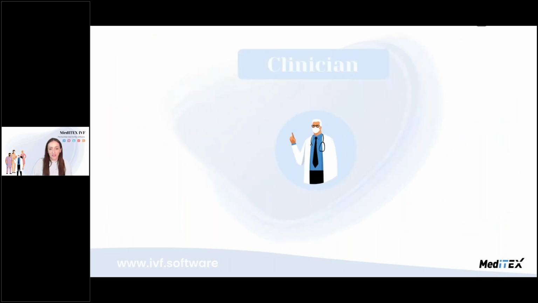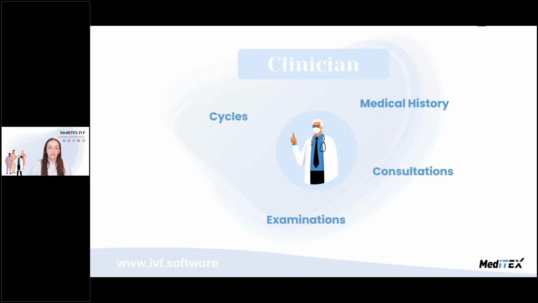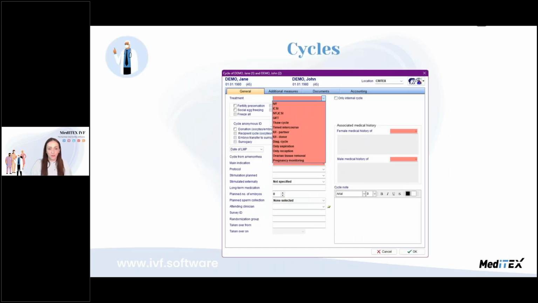I'm gonna start with the clinician. The clinician includes different sections such as the medical history, cycles, examinations, consultations, and pathology results. I'm going to start by showing you how to create a cycle. You can see here the different treatments you can choose with MedITEX IVF. So MedITEX IVF allows you to create different treatments, not only IVF, but more.